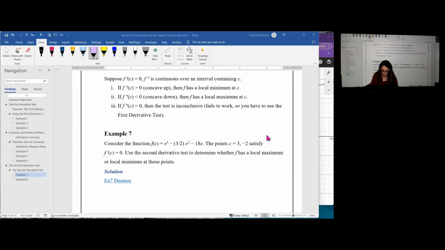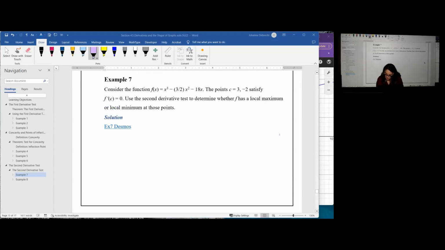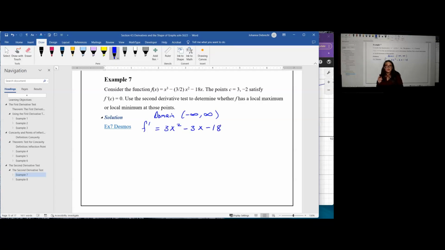Let's go ahead and work this one together. When we look at this, we need to first, of course, find the first derivative. This is a polynomial, so we know the domain is all reals. When we find the first derivative, f prime, we get 3x squared minus 3x minus 18. Again, if we're looking for where the first derivative is 0, or the first derivative is not defined but the function is, that would give us the critical points.